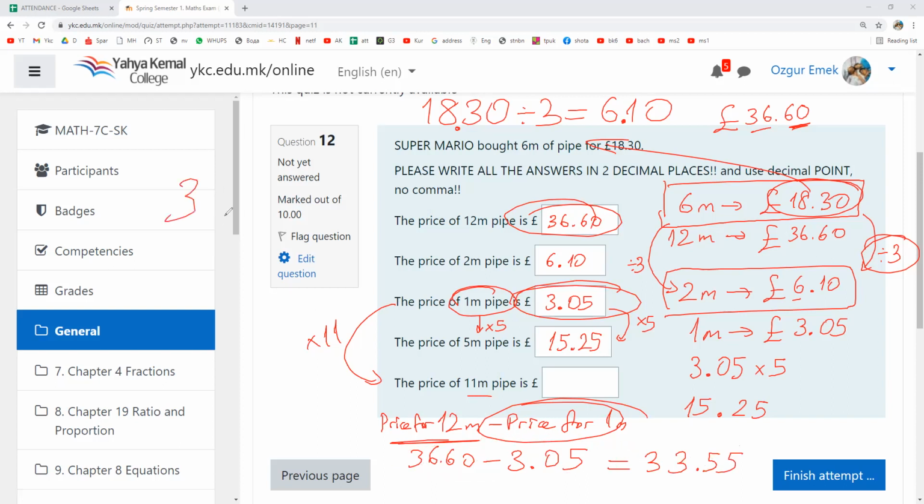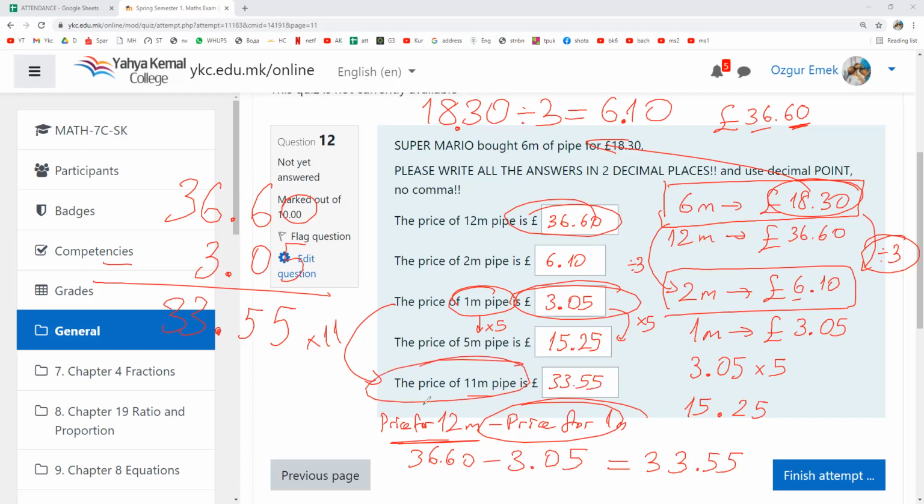The best way to subtract decimal numbers is the vertical way, so you'll be able to see easily which digits should be subtracted. 0 minus 5 is not possible. We take 1 ten from 6, give it to 0. 10 minus 5 is 5. There is 5 left. 5 minus 0 is 5. And 36 minus 3 is 33. There is nothing left here. We didn't take any tens. So 33.55 pounds is the price of 11 meters of pipe.